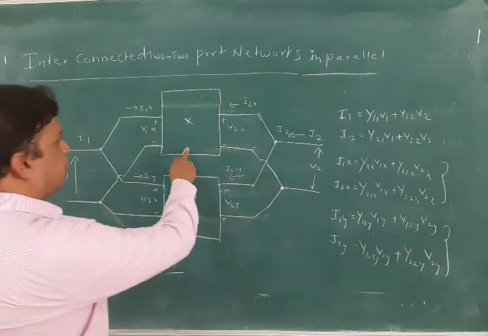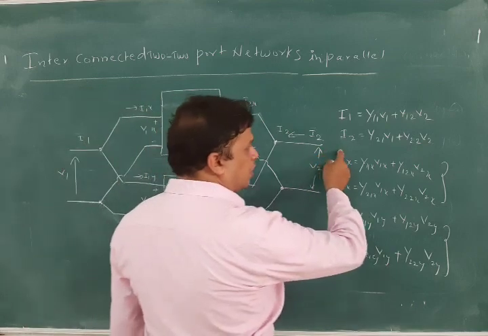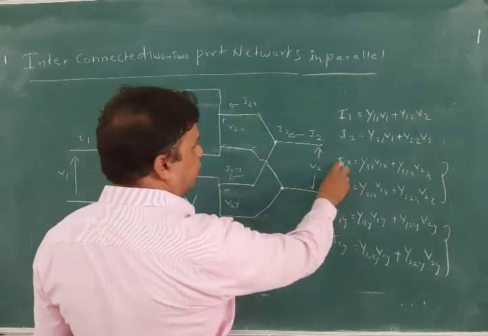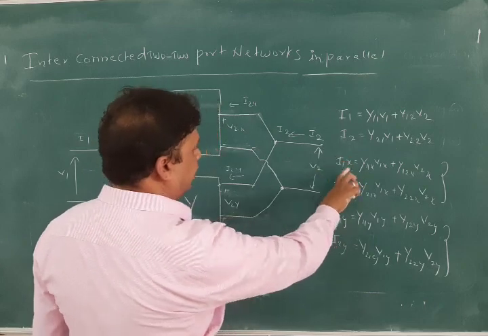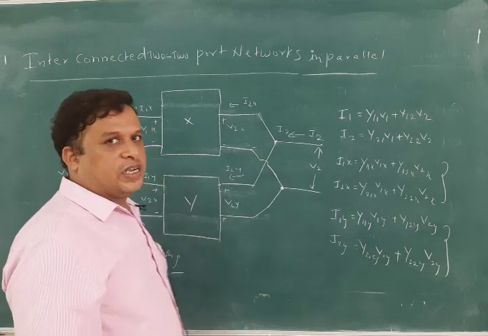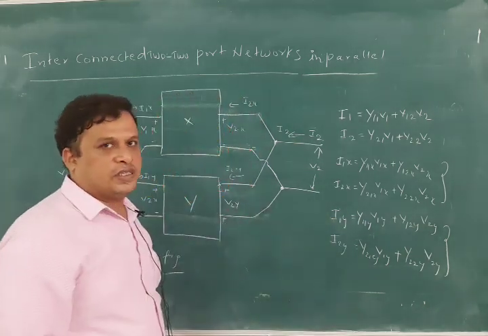Here we have written equations for the X network as well as for the Y network. These are the main equations belonging to the Y parameters, which are not interconnected. Separately we are writing for each individual network, this one X and this one Y. Now, after interconnection, how will these equations change? We will see.